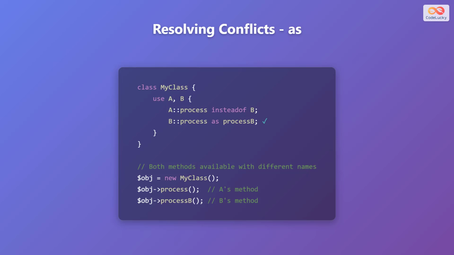Another way to resolve conflicts is by using the as operator to alias one of the conflicting methods. In this example, we're using both traits A and B in the myClass class. We use the process method from trait A instead of the one from trait B, and we also rename the process method from trait B to processB. Now both methods are available with different names. The process method will call A's method, and the processB method will call B's method.